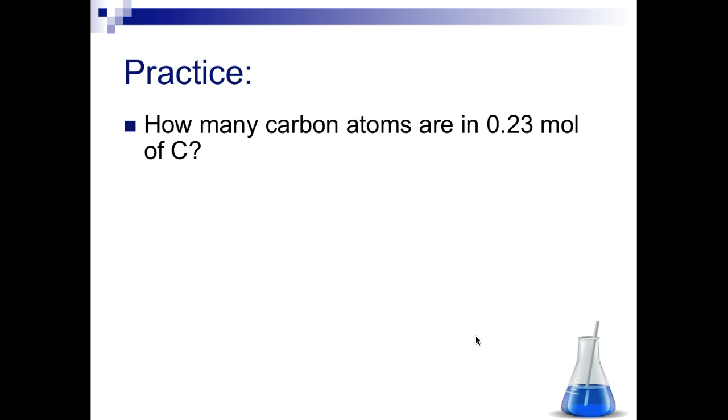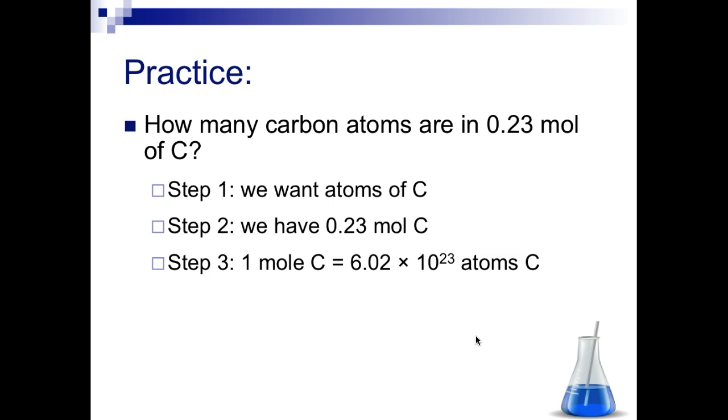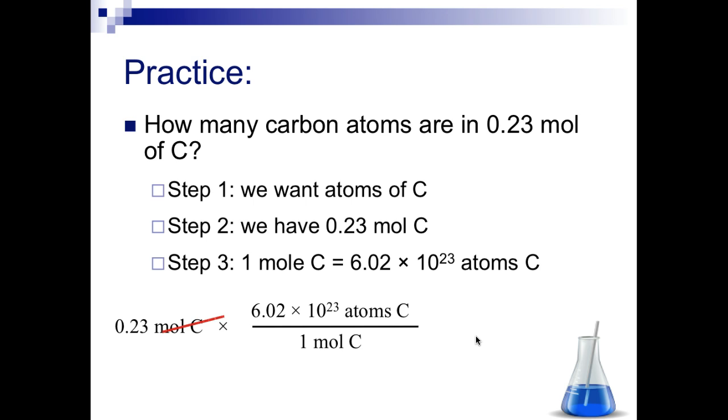Great, well, welcome back. So now let's try this. We want atoms of carbon. We're given 0.23 moles of carbon. So we know that 1 mole of carbon has 6.02 times 10 to the 23rd atoms of carbon. So we're going to set it up like so. Moles are going to cancel, and we're going to be left with 1.34 times 10 to the 23rd atoms of carbon.